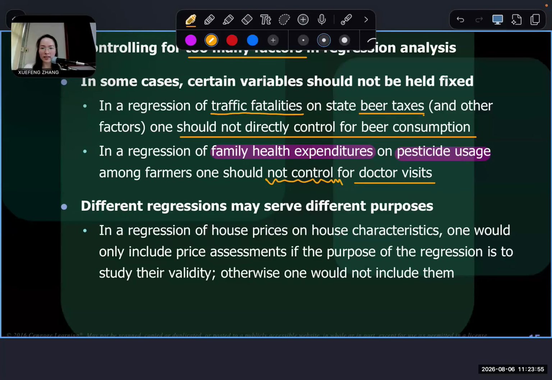One more point. Purpose matters, okay? So let's see here. In a house price regression, include price assessments if you are testing whether assessments are accurate. Exclude them if you are just explaining what drives house prices, since assessments are downstream of the same underlying factors.